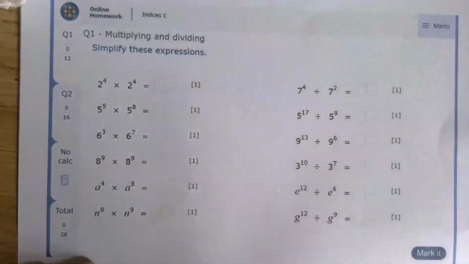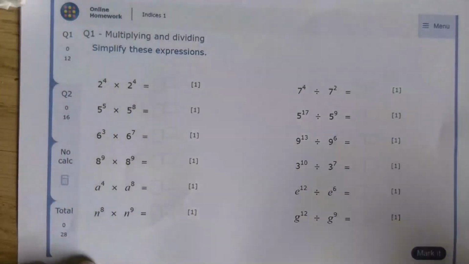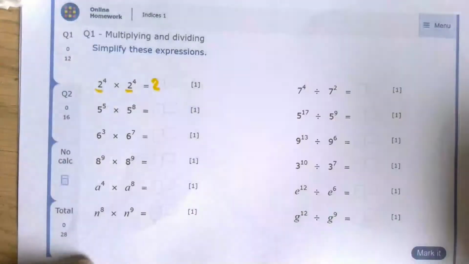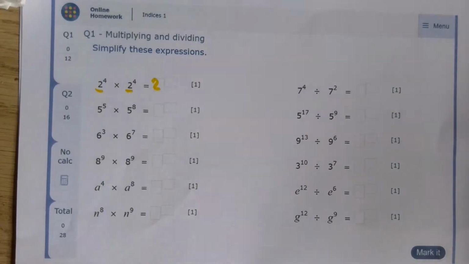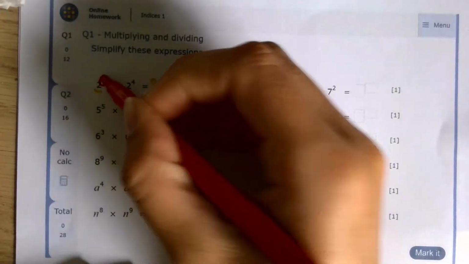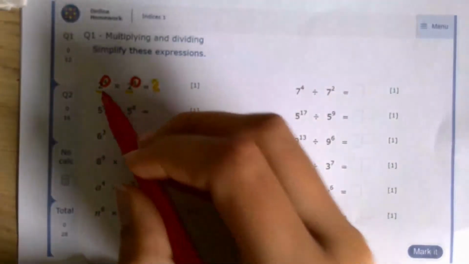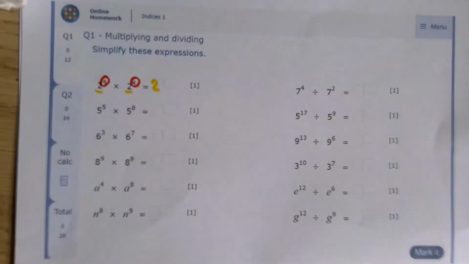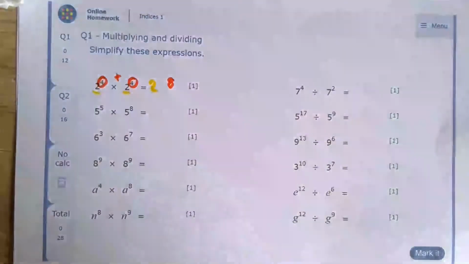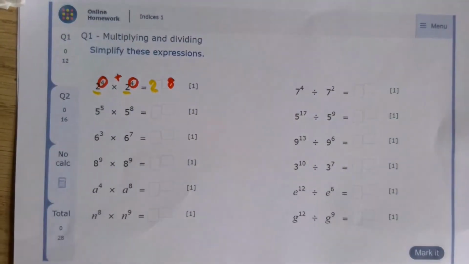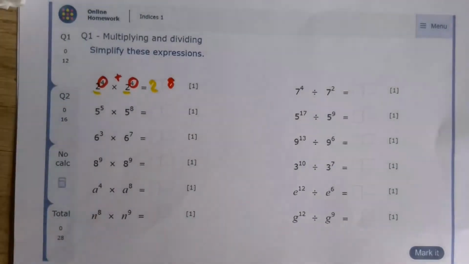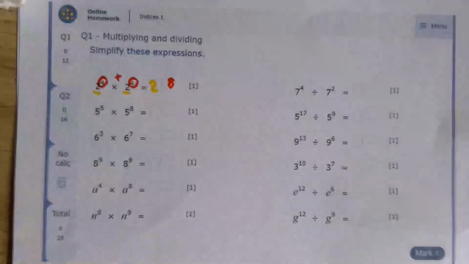Right, so every time, if the base number is the same, the base number stays the same, so this will be 2. But the powers, what we do with the powers is we add them, because I'm multiplying. I've got 4 2's multiplied together here, and I've got another 4 2's multiplied together here. So in total I'm going to have 8 2's multiplied together. That is not the same as 2 times 8. That is 2 times 2 times 2 times 2 times 2 times 2 times 2 times 2. Very different to 2 times 8.